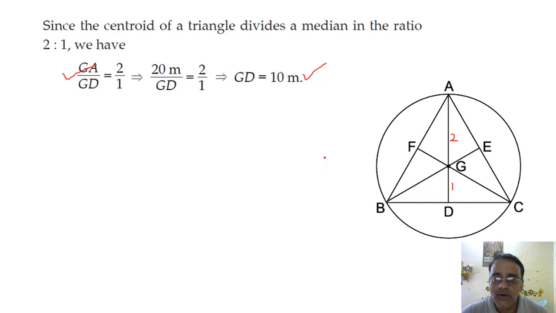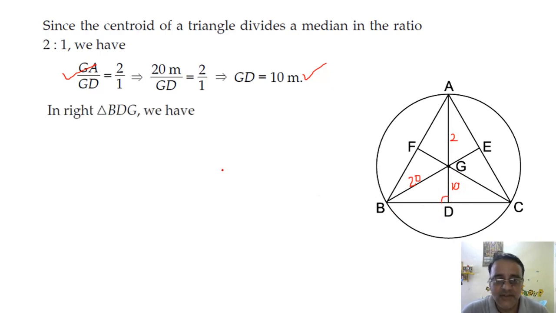Now, what is AD then? 30 meters. Okay, fine. Let us take this one: this is 20 and this is 10. So we can find the value of BD by using the Pythagoras theorem.